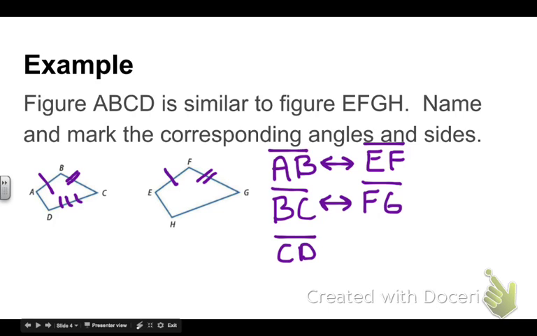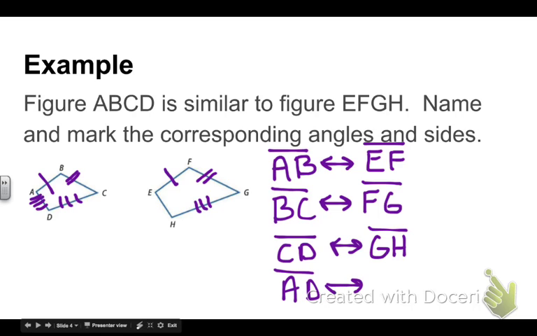Line segment CD corresponds with, and make sure you write everything in the same order, C comes first, so G is going to come first. Those are the matching points. GH. And then we've got AD. I know, it's hard with the 4 there. So AD, watch how I wrote that, corresponds with EH. A comes first, A is matched up with E. So that's how you would write the corresponding angles and sides. You can write the angles with the arrows that we did here, or you can just mark them congruent. I'd rather see you mark it congruent because they are congruent.